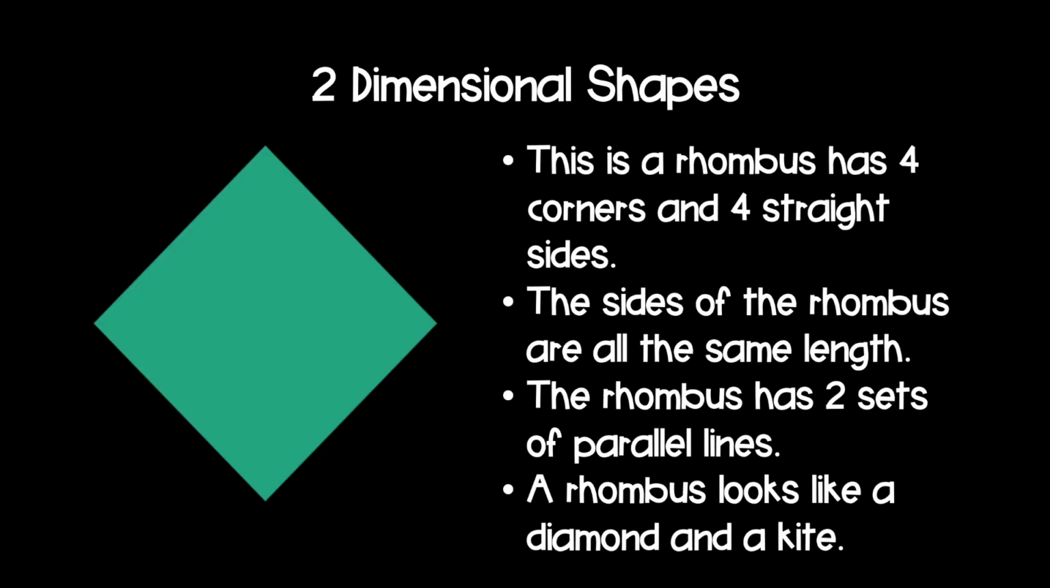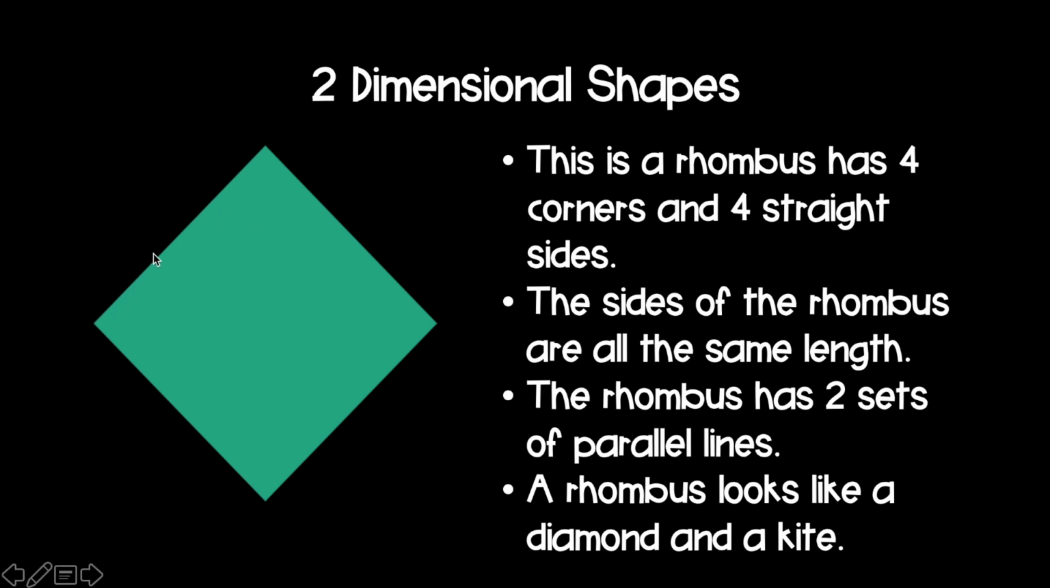This is a rhombus. A rhombus has 4 corners and 4 straight sides. Just like the square, the sides of the rhombus are all the same length. A rhombus has 2 sets of parallel lines. So if you remember, we said parallel is like an equal sign when you hold your arms out. They are going to go on forever and ever and never touch each other.